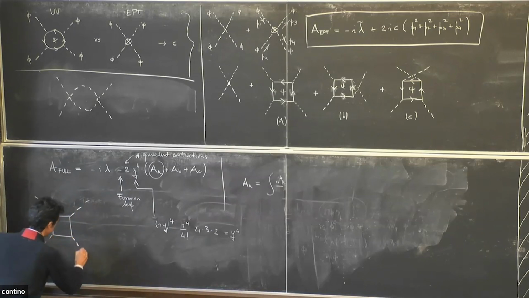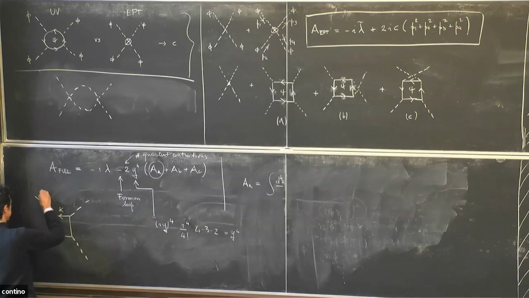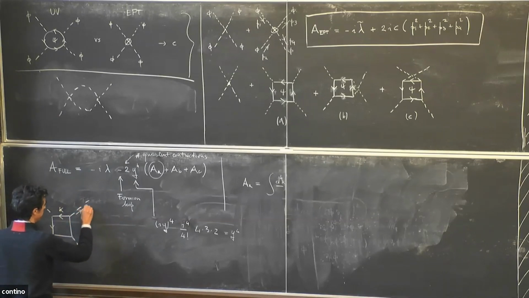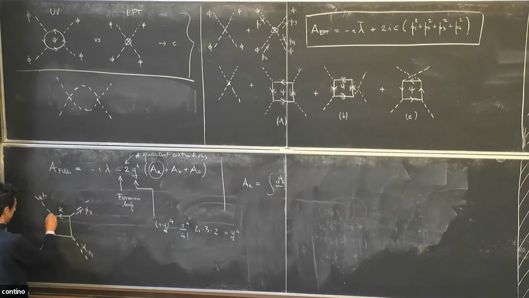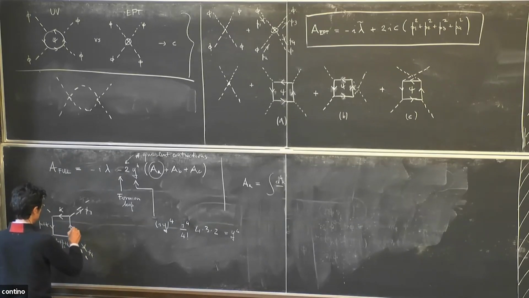So I choose to call the internal momentum k. Remember, the external momenta are P1, this is P2, P3, P4. So the momentum flowing here will be P1 plus k. Here you will have P1 plus P2 plus k. And here there will be P3 plus k.